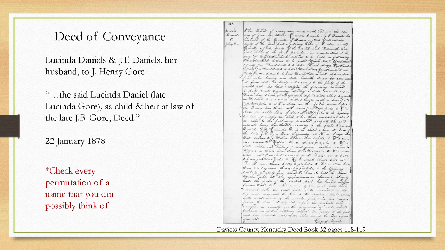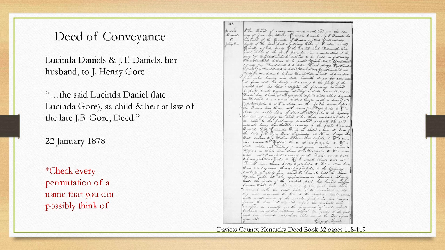And so I went back to the deeds, looked at the Gores again. I found J. Henry Gore. I found this deed of Lucinda Daniels and J.T. Daniels, her husband, to J. Henry Gore. And lo and behold, somewhere in that scribbles, it says that Lucinda Daniel, late Lucinda Gore, as child and heir at law of the late J.B. Gore, deceased.